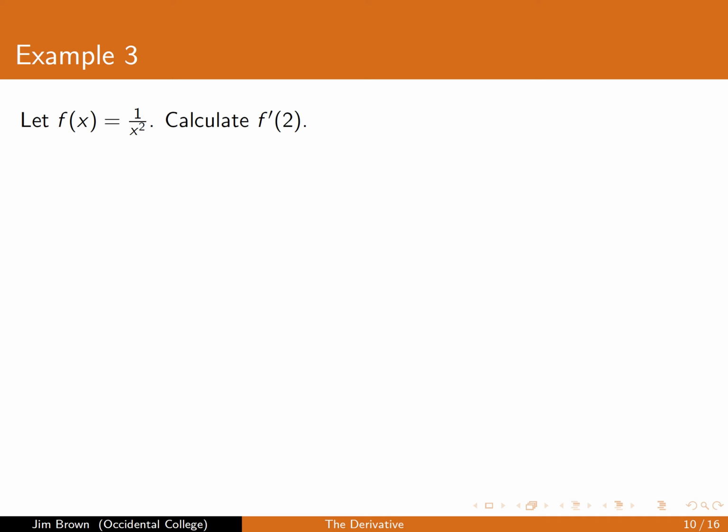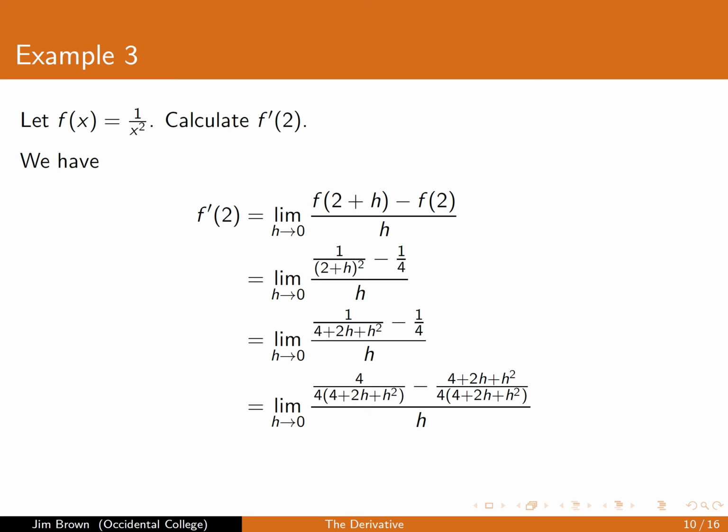So now let's try one where we can find the derivative. Let's calculate the derivative of this function 1 over x squared at the point x equals 2. We'll use our second definition where we take h goes to 0. And so here we take f of 2 plus h minus f of 2 over h. If we plug that in, I get 1 over (2 plus h) squared minus 1/4, over h.